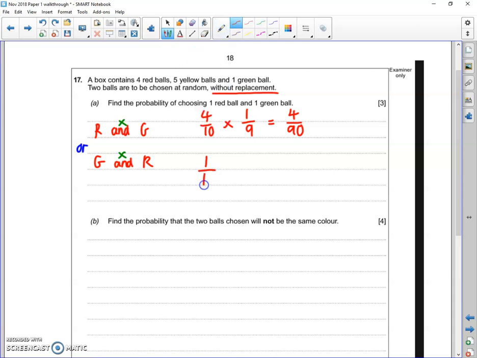So 1 over 10, and then there's still 4 reds in there, but 4 over 9, so 4 over 90 again. They're exactly the same. Because it's the OR rule, we can add those two together. The denominators match, so that's not a problem. 8 over 90 would be your final answer there.